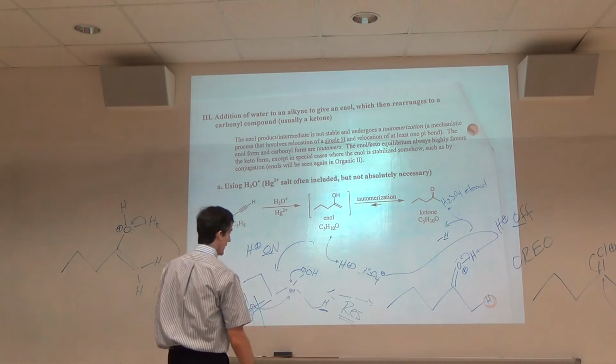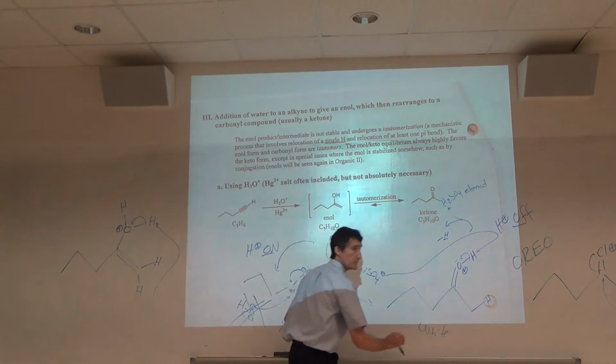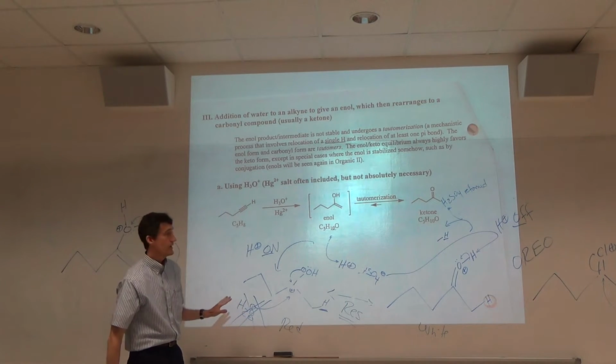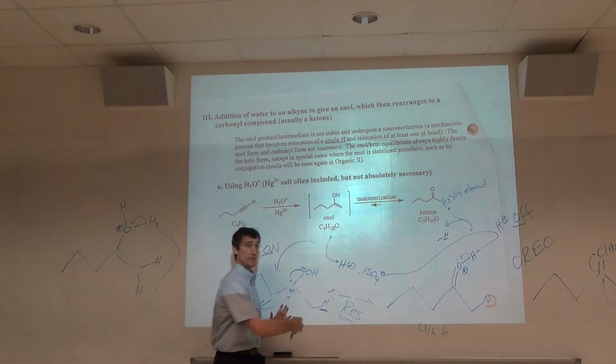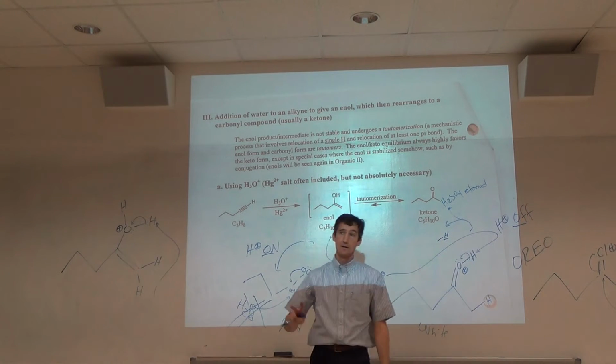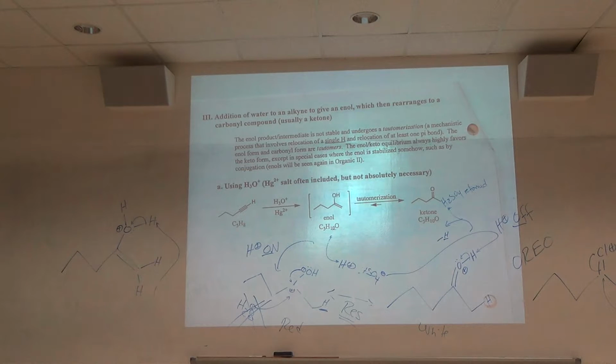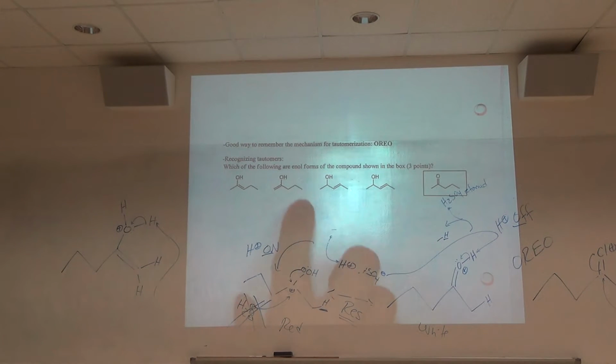We call this red and white, but the true color is pink. As soon as we put the proton on, we got pink. And then we take it off. It's really only 2 steps. Resonance is not a step. Only on our paper is it a step. All right, that's tautomerization. Good way to remember it.